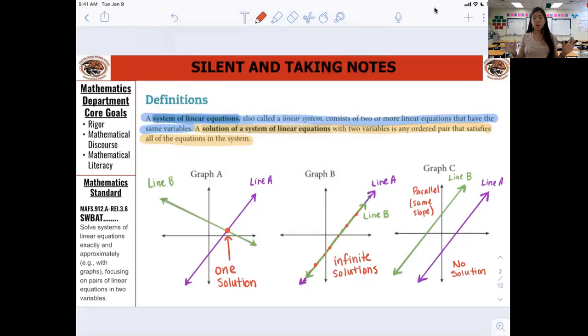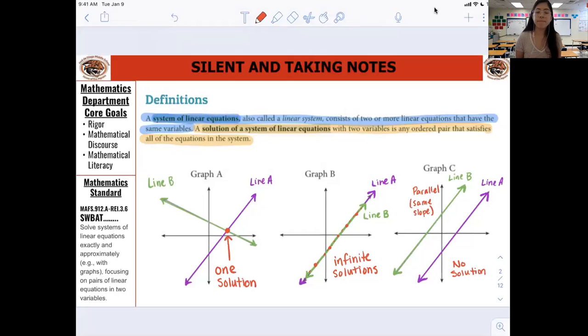So those are the only three situations that we will see for the next couple of weeks when we're learning about this topic. They either touch one time, so that's one solution. They might touch all the time, so that's infinite solutions, or they're never ever going to touch, that would be no solution. Do I have any questions so far?